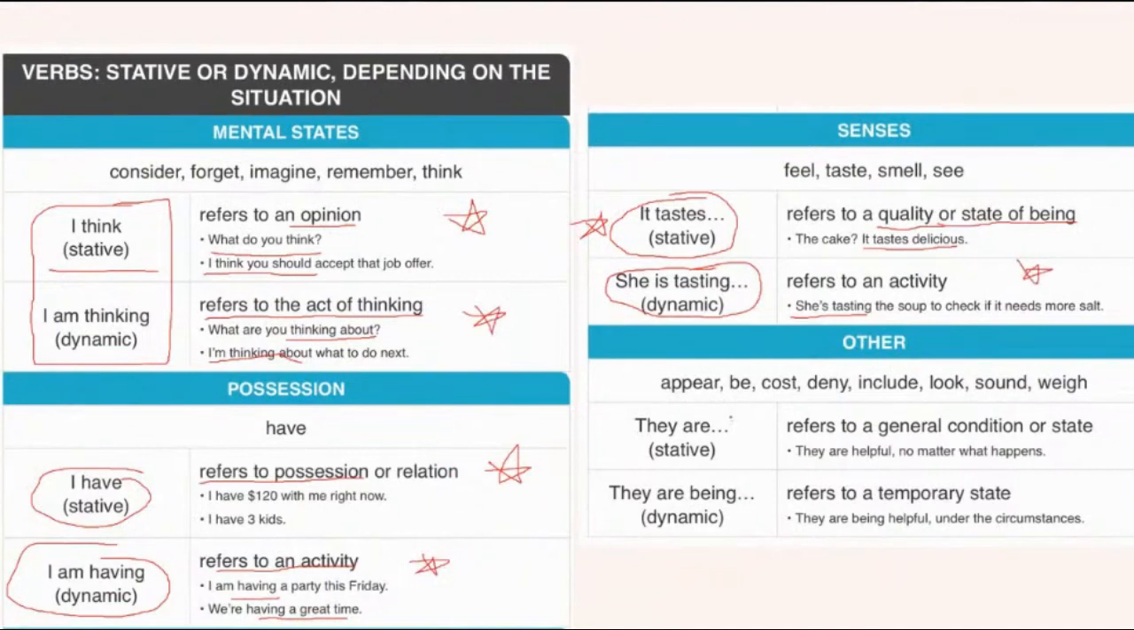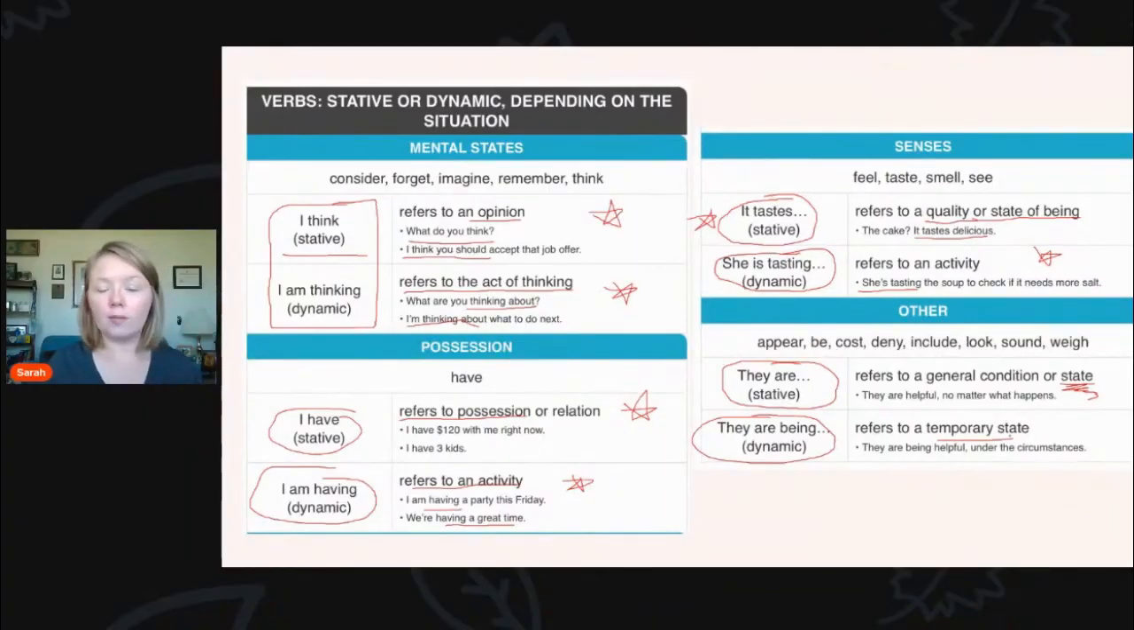are dynamic. And last, let's look at the be verb. They are being. So they are refers to a general condition or state, right? It's a state, so it's stative. They are helpful. I wouldn't say they are being helpful no matter what happens. They are helpful. It's a quality, condition, or state. They are being is a temporary, so not forever, temporary state. They are being helpful under the circumstances. They are being helpful for now at this moment.